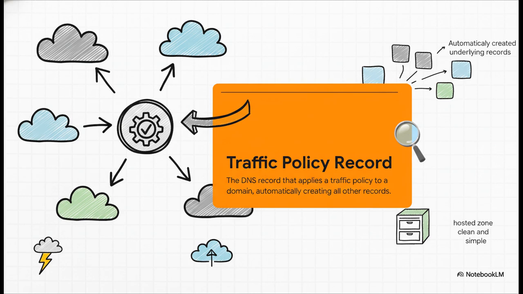Now what? How do you actually apply it to your domain? Well, it's surprisingly simple. You do it with a single thing called a traffic policy record. You just create one of these in your hosted zone, point it at your traffic policy, and that's it. Route 53 handles everything else. All those complex underlying records, they're all managed for you, totally out of sight. And the best part is, this keeps your main hosted zone incredibly clean and simple to manage. No more clutter, no more confusion.